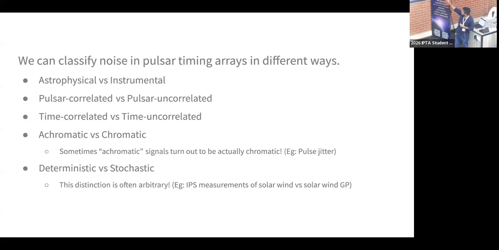And sometimes some of these so-called achromatic signals, or rather signals that we used to treat as achromatic, may in fact turn out to be chromatic. A recent example of this is pulse jitter, where recent studies have shown that pulse jitter actually has a frequency dependence.